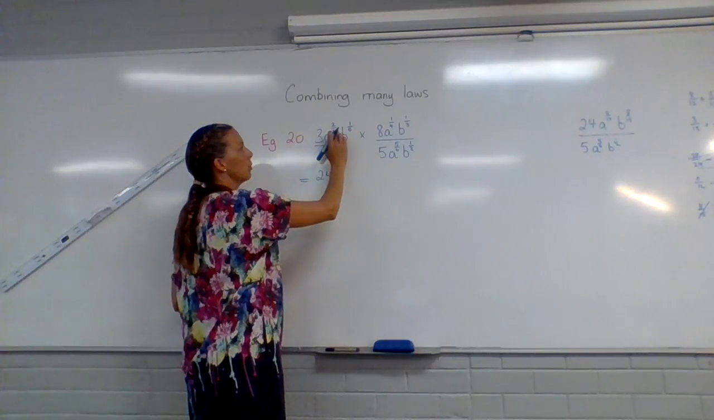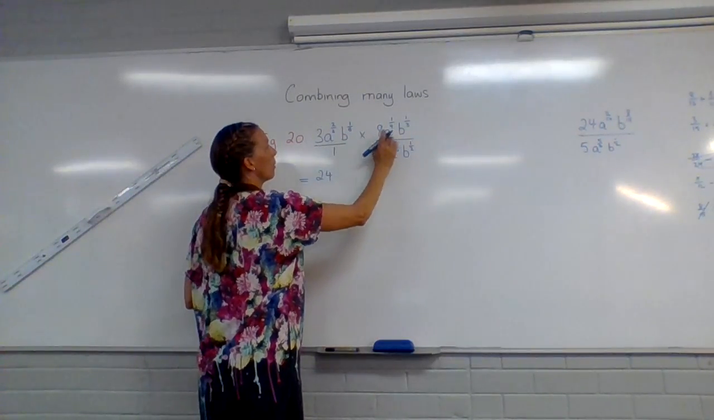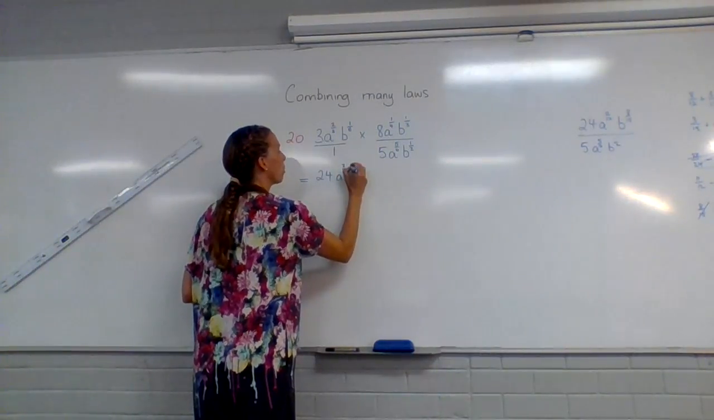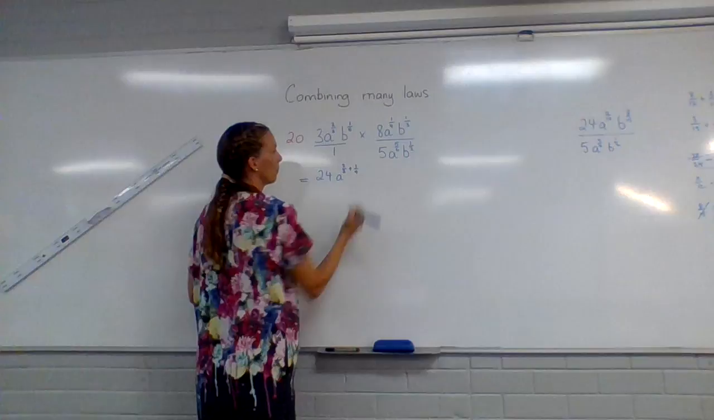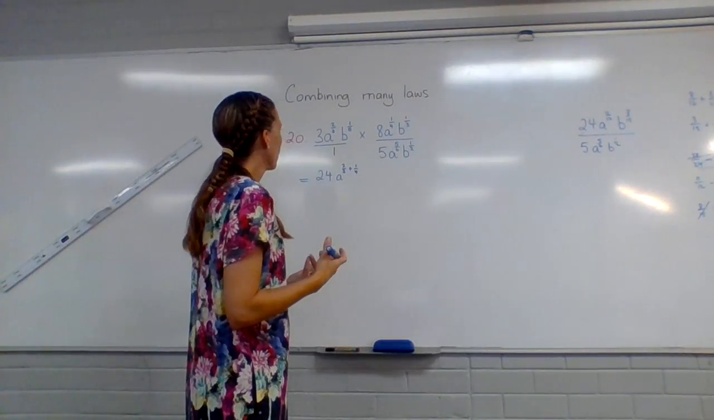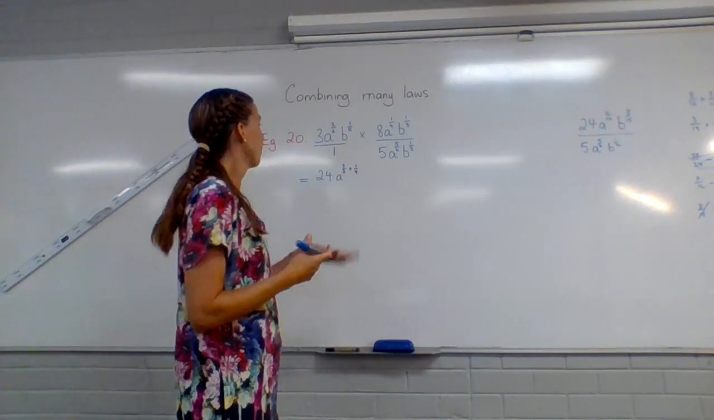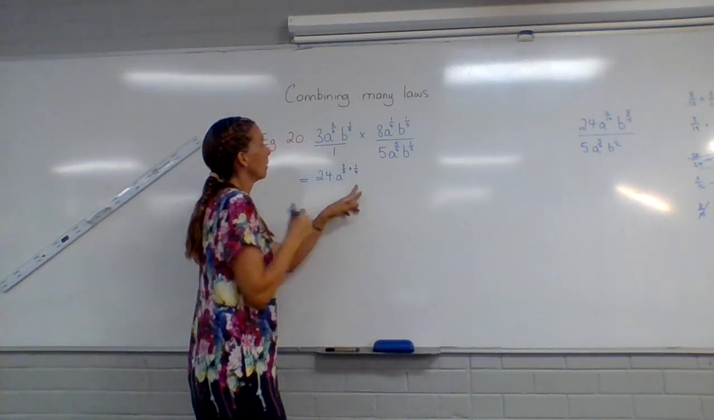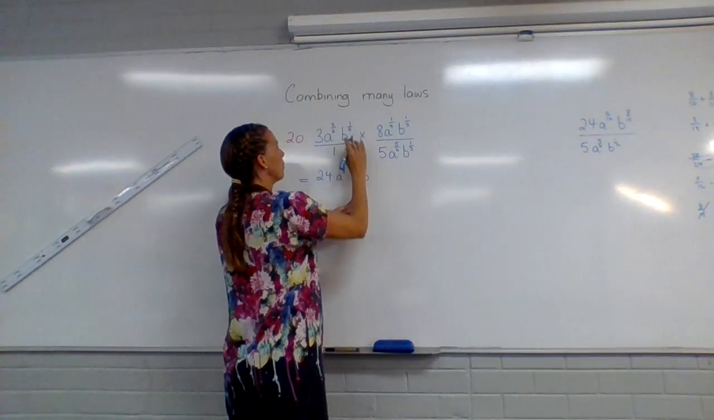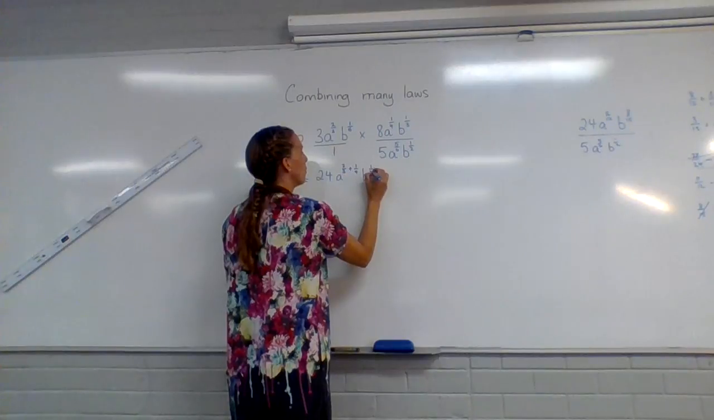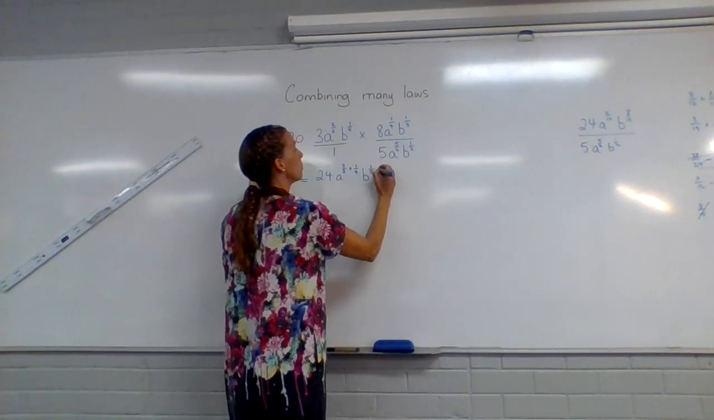A to the 2/3 times a to the 1/4 is like a to the 2/3 plus 1/4. So you can either do that using a calculator or do it the long way, but we'll figure that out in our next line. For b, we've got b to the 1/5 times b to the 1/3, so 1/5. The multiplication law says we add them.